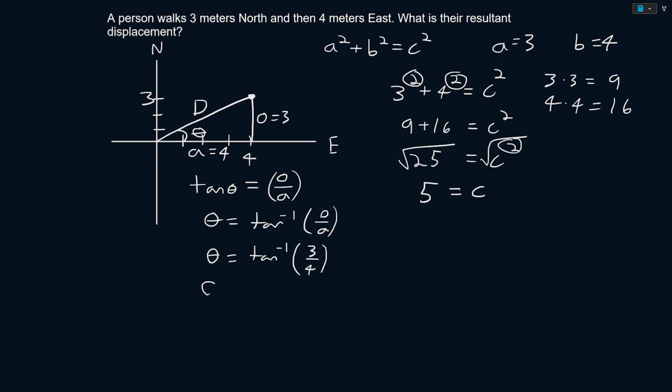Plugging into the calculator, theta is equal to 36.87 degrees. Putting this all together, our final displacement has a magnitude of 5 meters in the direction of 36.87 degrees north of east.